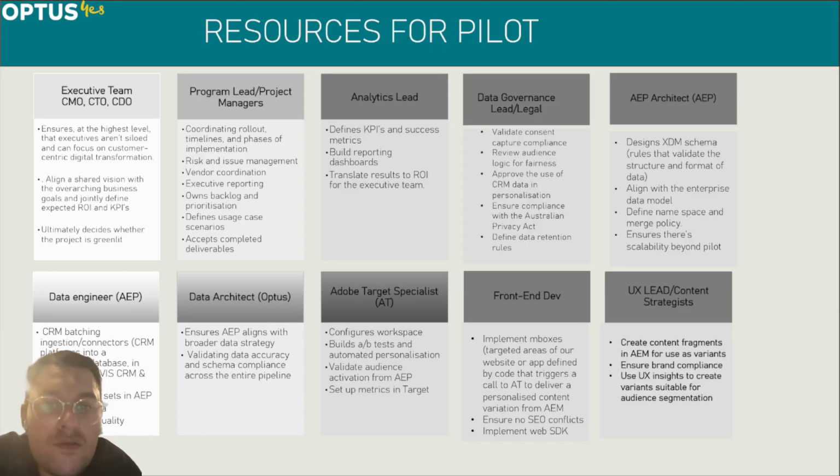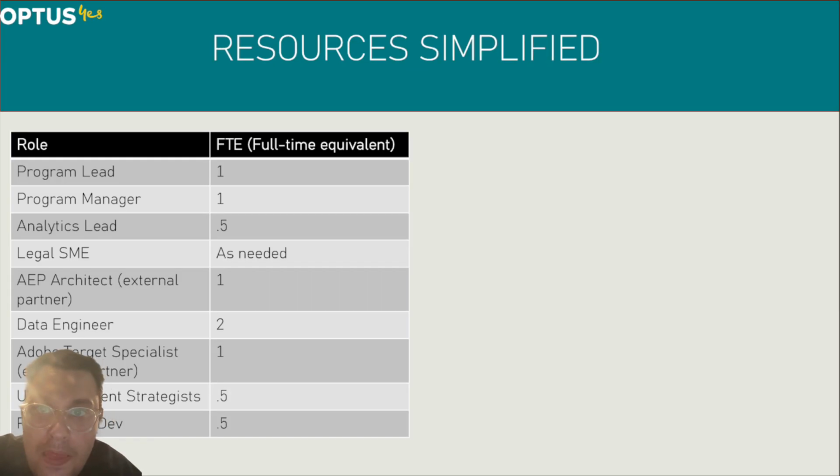Front-end devs, we need them to implement inboxes. So they're the targeted areas of our website or app defined by code that triggers the call to AT to deliver the personalized content variation from AEM, ensure no SEO conflicts, implement Web SDK. The UX lead and content strategists create content fragments in AEM for user variants, ensure brand compliance, and ensure the use of UX insights to create variants suitable for audience segmentation.